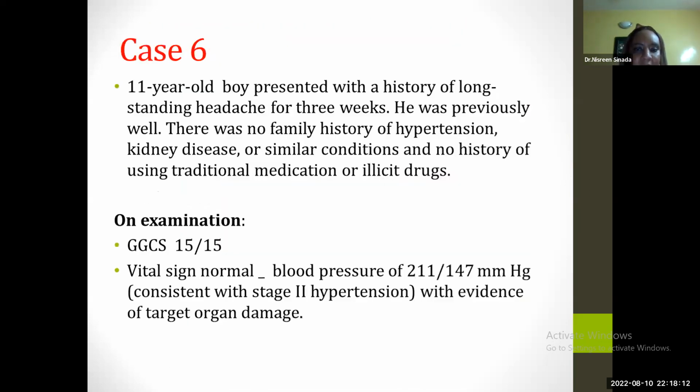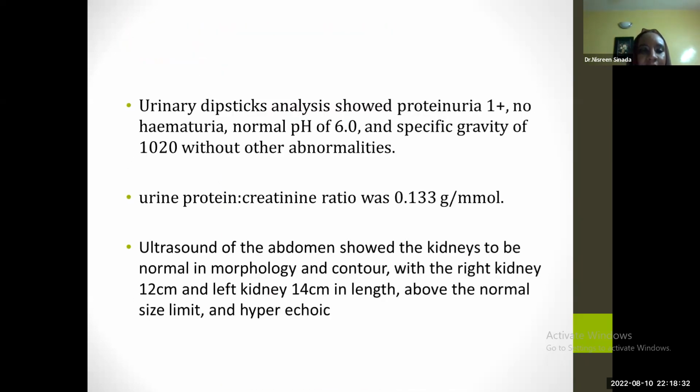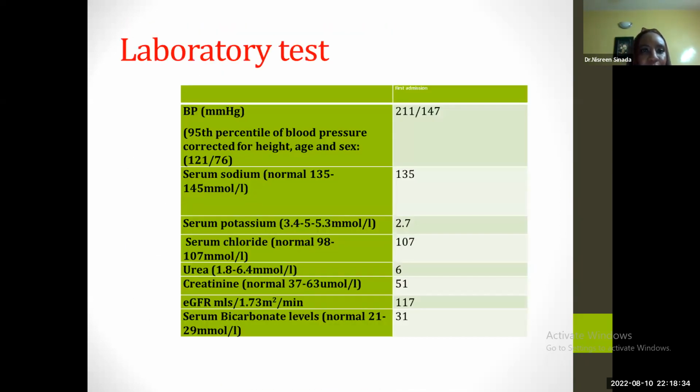We said that it is stage 2 hypertension, and it is a hypertensive emergency. So you need to admit the patient to the ICU or high dependency unit, and you need to drop the blood pressure in a controlled manner, and you need to start an intravenous infusion. At the same time, you investigate the child to know the cause.